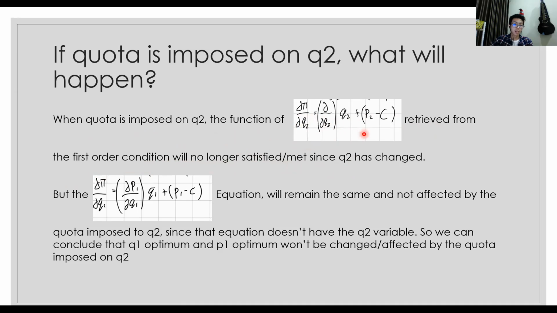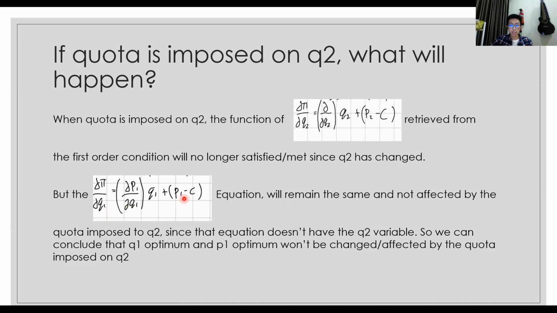But the dou profit over dou Q1, the function for that, will not be affected. It will remain the same. Why? Because when quota is being imposed on Q2, it will only change Q2. But if you see here on the first equation, there is no Q2 anywhere here. No Q2 here, no Q2 here, no Q2 here.